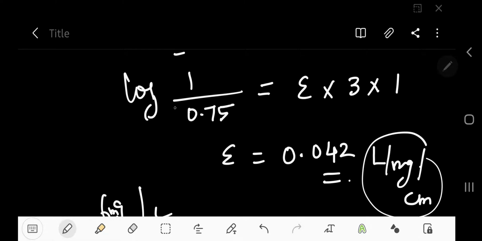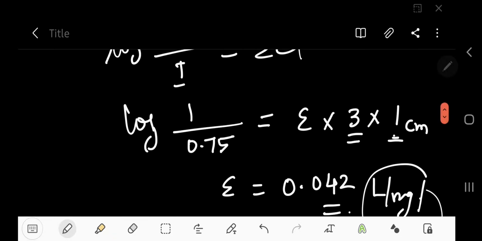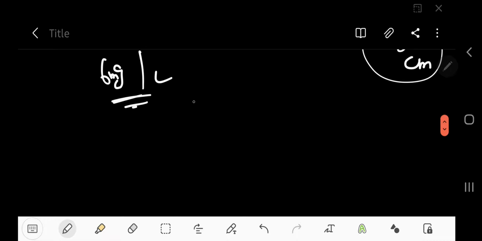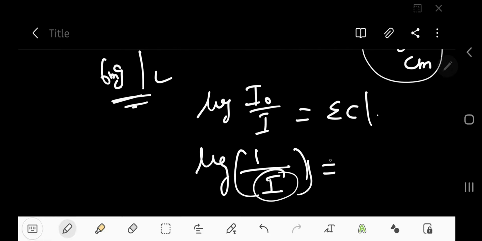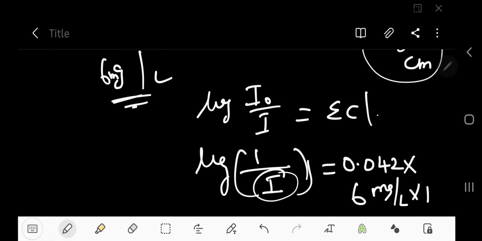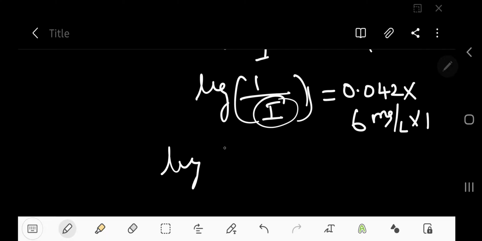Because we are calculating epsilon, log of 1 by 0.75 is calculated here. The concentration is in milligram per liter and the length is in centimeter, so you will get liter per milligram per centimeter as the unit of epsilon. For 6 mg per liter, log I naught by I is equal to epsilon Cl. Now I naught is known, 1, divided by I, and I needs to be calculated here. Transmitted light: the epsilon value is known, 0.042, into concentration 6 mg per liter into length of the medium 1. Now log 1 by I is equal to the value we can calculate.